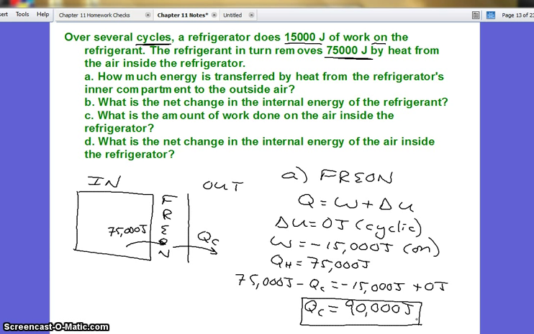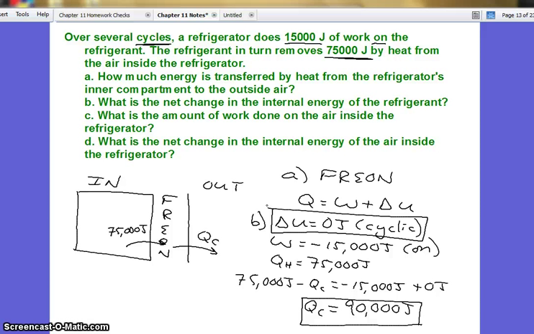Now for part B, what is the net change in internal energy of the refrigerant, of the Freon? And we've actually answered that question in part A as well. Here's our answer for part B: the change in internal energy of the Freon is 0 joules because it is a cyclic process. So we actually answered letter B before we got to our answer of letter A.